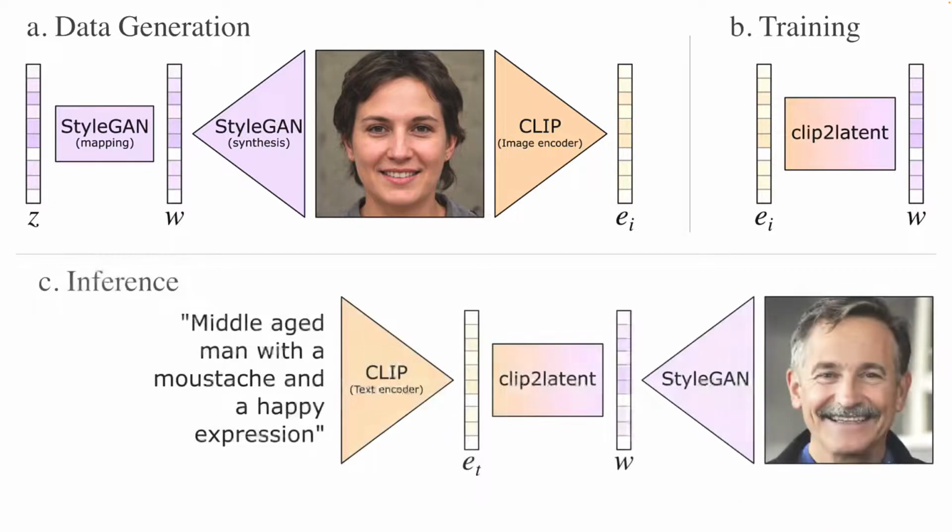And at inference time, we rely on the fact that clip has this image and text shared embedding space. So we can, instead of putting in an image, put in a short text phrase, so middle-aged man with a moustache and a happy expression. We can generate the text embedding for this rather than the image embedding. Then we use that as the condition for our clip-to-latent denoising diffusion model in order to generate latent vectors. We can then pass these latent vectors to Stylegan, the synthesis part of the network, and generate high-resolution images from these latent vectors. And you can see that this matches the text prompt that we gave it well.